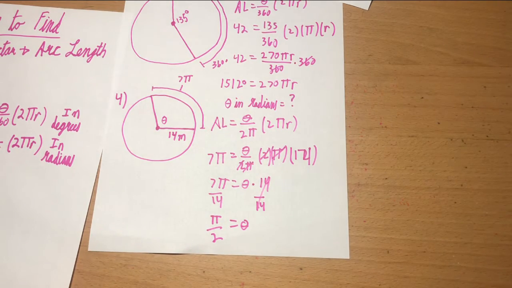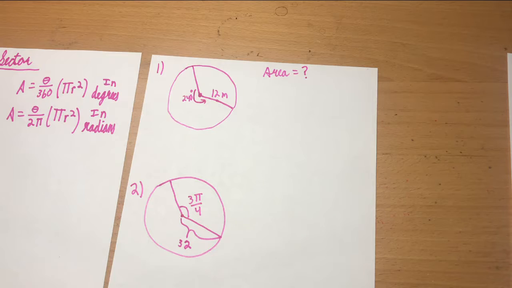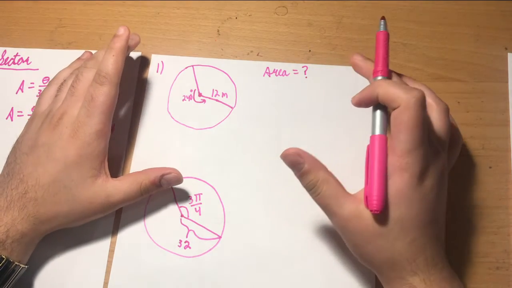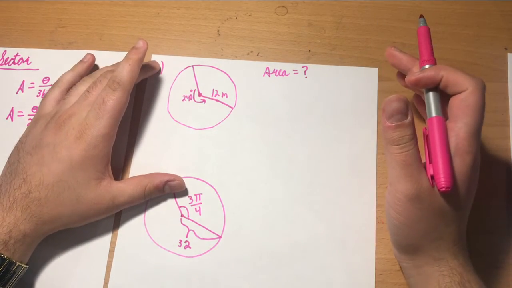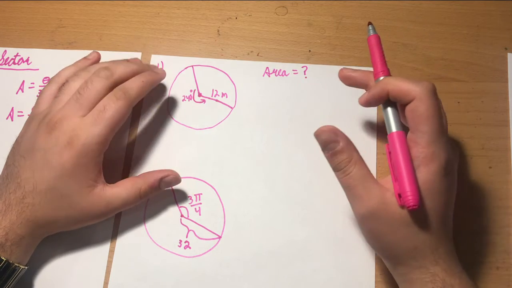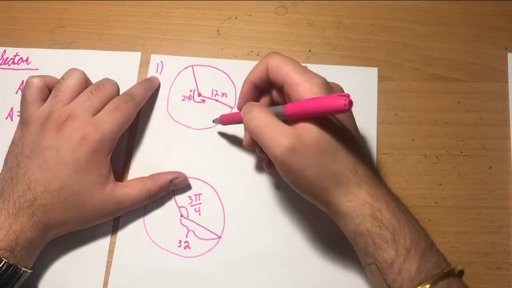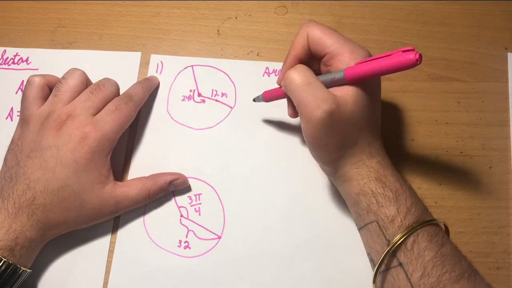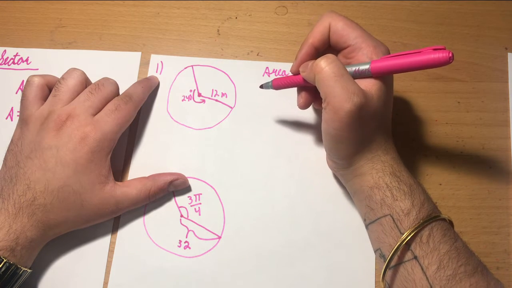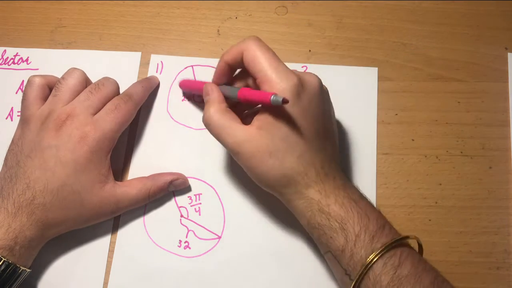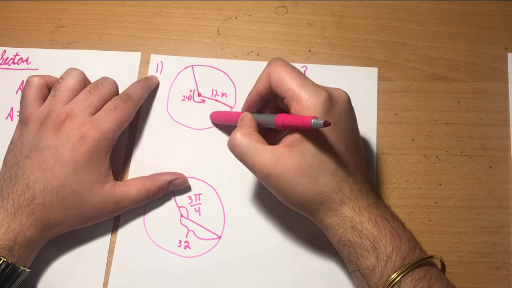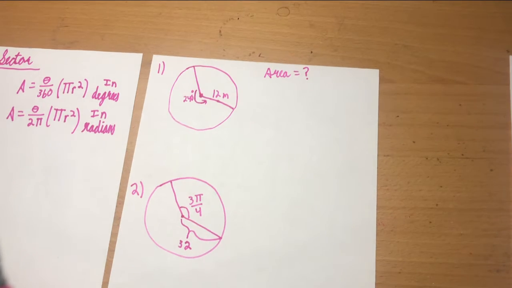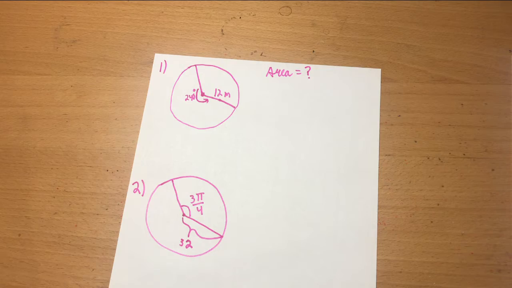Now let's look at some examples of area of a sector. All right, so like before, we're given circles, and rather than find arc length, we're asked to find area of a sector, okay? So for this first circle, we're given this angle measured here of 240 degrees, and we're given a radius of 12. And the area we're trying to find is the area here, okay? So what do we do? It's very similar to the method from before of figuring out the arc length.